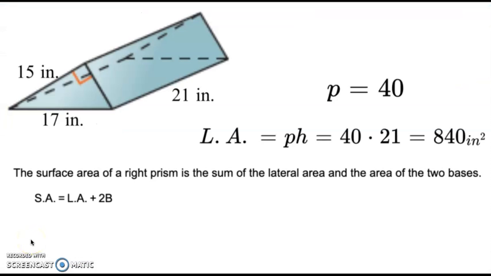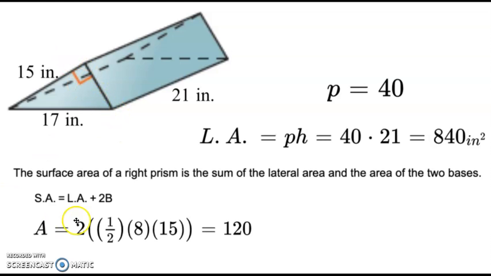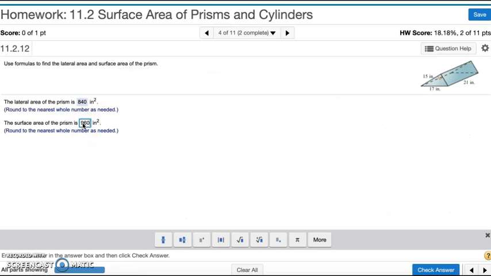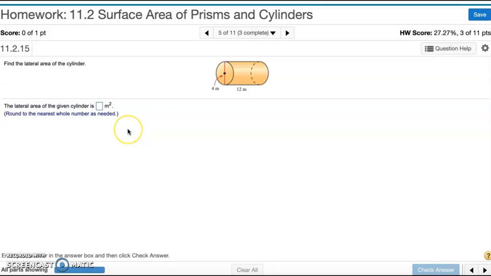The surface area is going to be the sum of the lateral area and the area of the 2 bases. The base is a triangle, so we can find the area of a triangle. This piece, the base, is 8, so 8 times 15 times 1/2, and then double it because we have 2 bases, gives you 120. Add that to 840, and 960 inches squared would be the surface area. So let's type that in. So the surface area is 960 inches squared. And that's number 4.